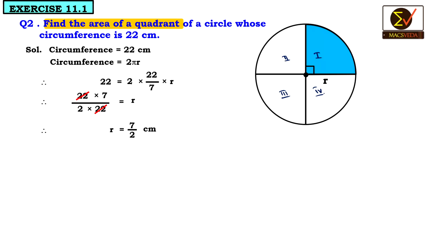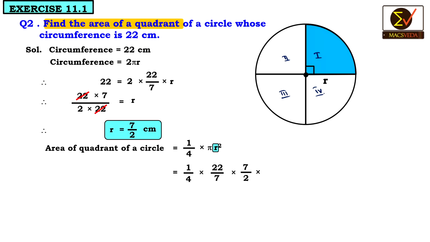So find the area of the quadrant. So the area of the quadrant of the circle is 1/4 into pi r square. That is 1/4 into pi, that is 22 by 7, into r, r is 7 by 2 into 7 by 2. So let us simplify this. Cancelling 7, 2 11s. So you get 77 upon 8. So upon simplification, we get 9.625 centimeters square. So the area of the quadrant of the circle is 9.625 centimeters square.